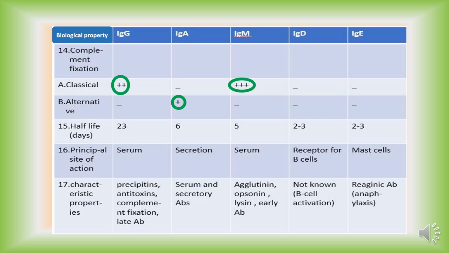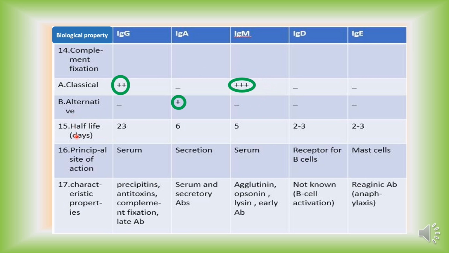Some more properties of the immunoglobulins. The complement fixation property is shown by 3 immunoglobulins, that is G, A and M. So the highest complement fixation property is exhibited by immunoglobulin M.